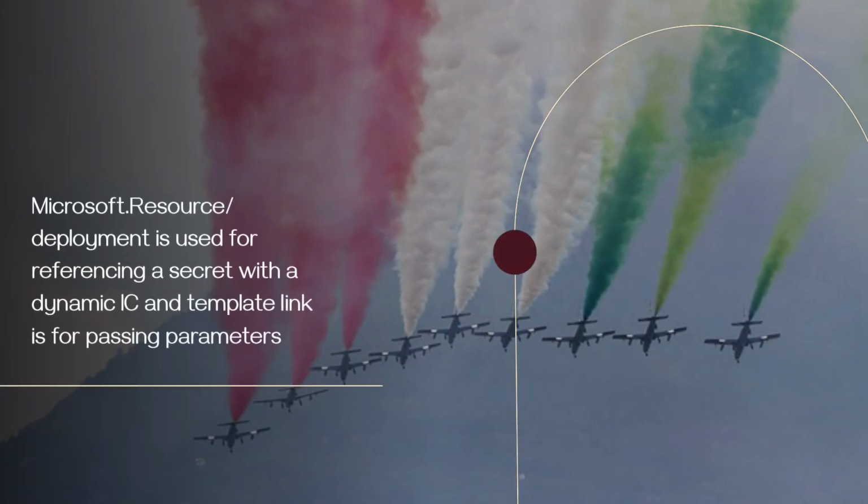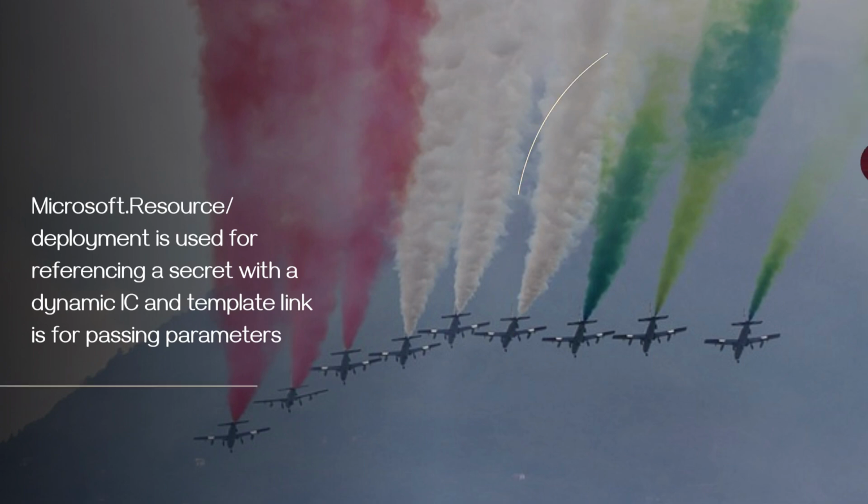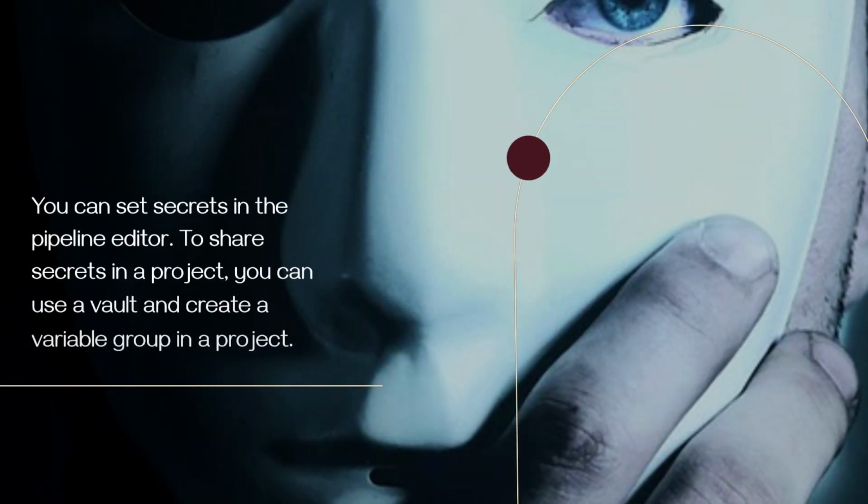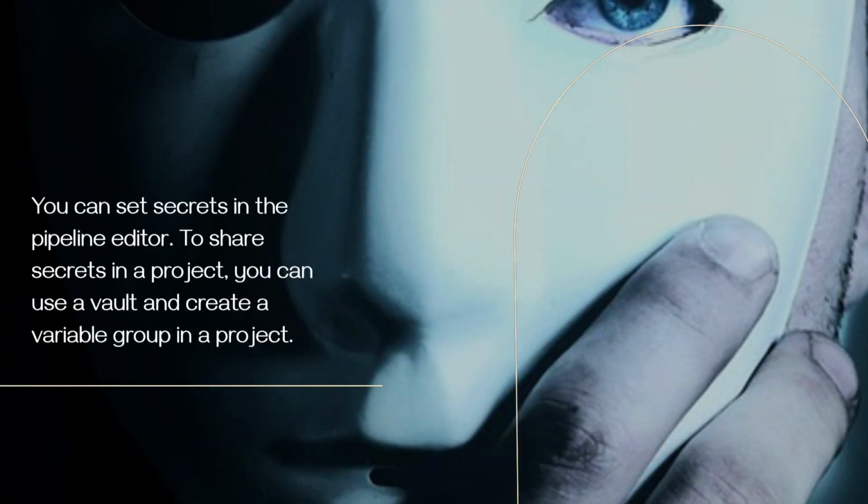Microsoft.Resources/deployments is used for referencing a secret with a dynamic ID, and templateLink is for passing parameters. You can set secrets in the pipeline editor. To share secrets in a project, you can use a vault and create a variable group in a project.